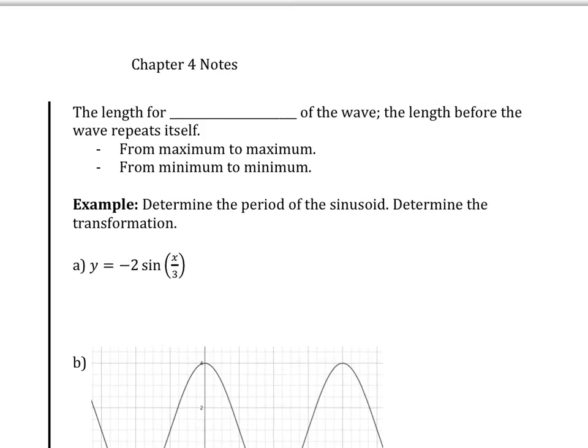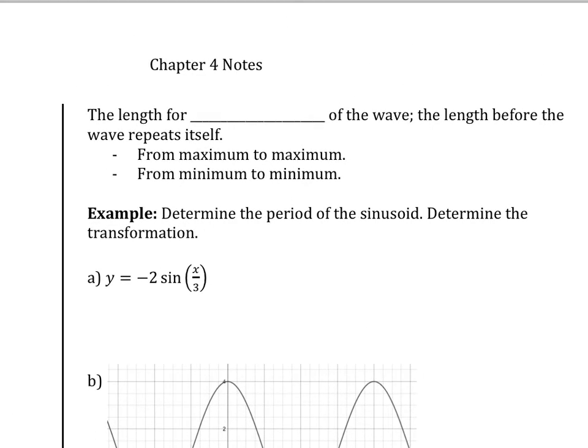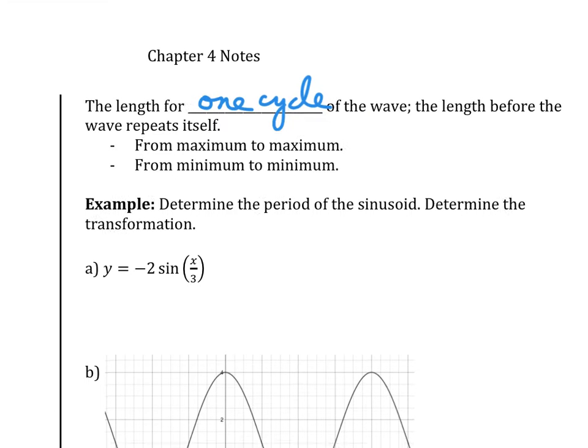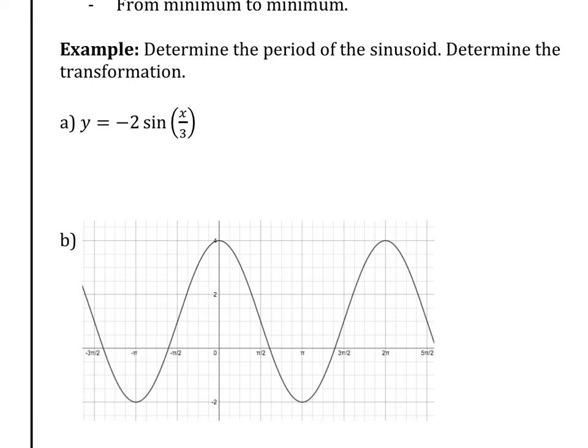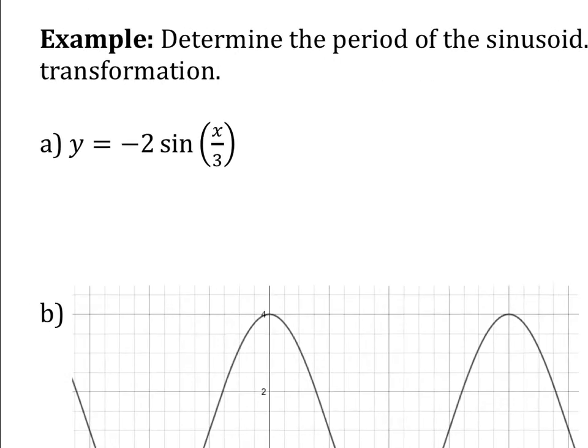All right, now let's talk about period. So we said that the period is the length for one cycle of the graph, or how long it takes before this wave repeats itself. So the fastest way to recognize that is if you pick from the maximum to maximum, or you can pick from the minimum to minimum. Okay, so let's try an example. So figure out the period of the sinusoid and then determine the transformation.